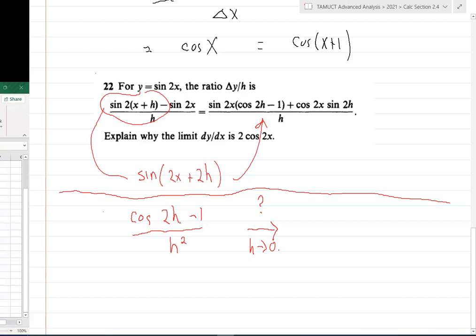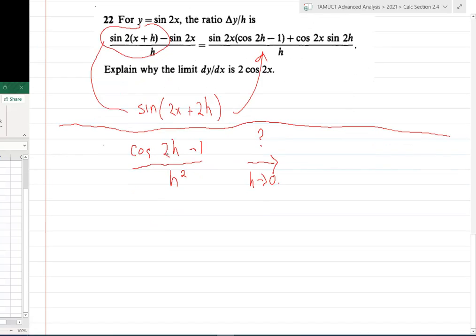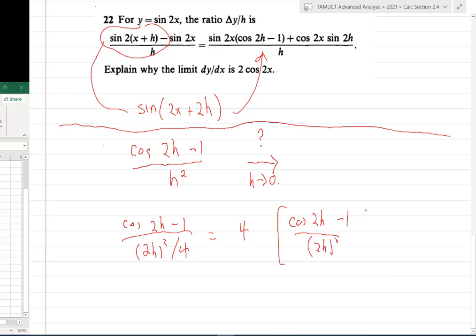Okay, now here I have my 2h here. If I do something like this, I can write this as cosine of 2h minus 1 over, now see I have a 2h here, let me get a 2h here also. So this is 2h squared divided by 4, right? So that's equal to 4 times cosine of 2h minus 1 over 2h squared. Okay? And here I want when h goes to 0.